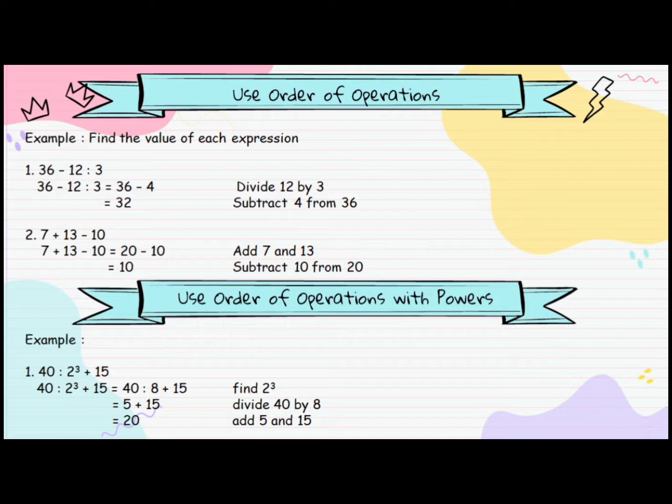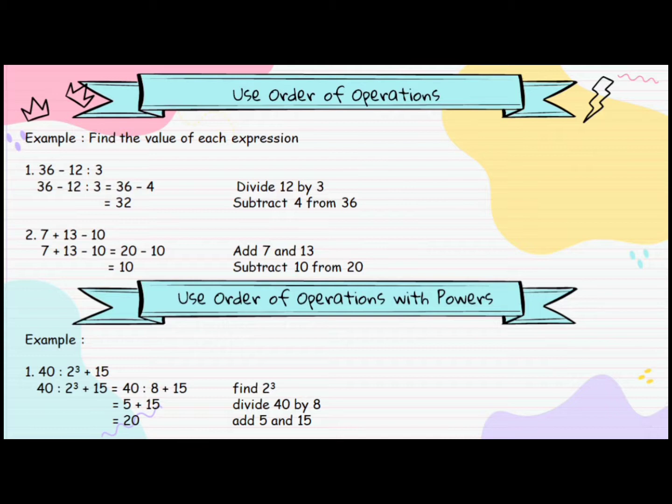Next, use order of operations with powers. For example, 40 divided by 2 cubed plus 15. The steps to answer it: first, find 2 cubed. Second, divide 40 by 8. And the last, add 5 and 15.